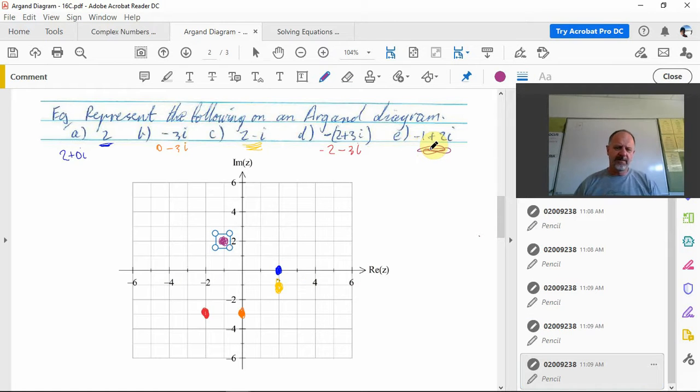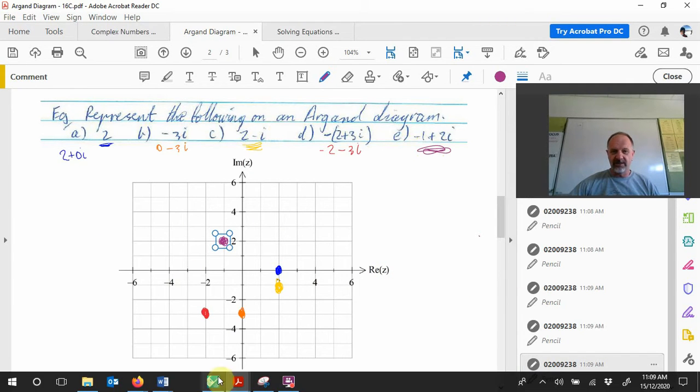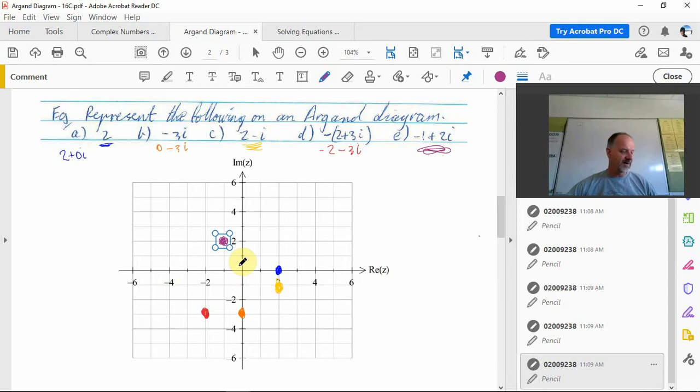Alright, so that's simply how we do it. Just remember, as labelled here, the real part is on the horizontal axis and the vertical axis is the imaginary part.